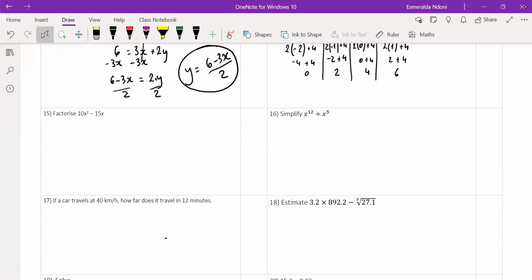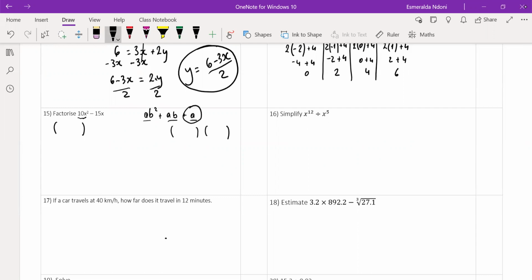Question 15, factorize. To factorize means to make brackets. In this case, the other part of the quadratic is missing, so we will have just one bracket. When we have 3 terms on the quadratics, like this, this is 3 terms, so you will need double brackets. But in our case, we're missing the last term, so we'll have only one set of brackets.